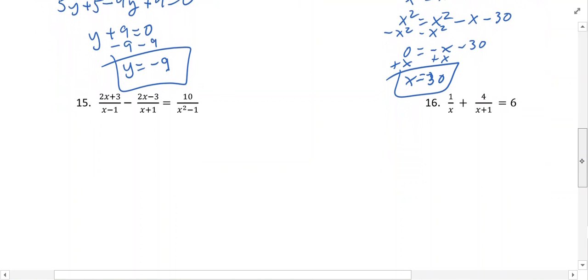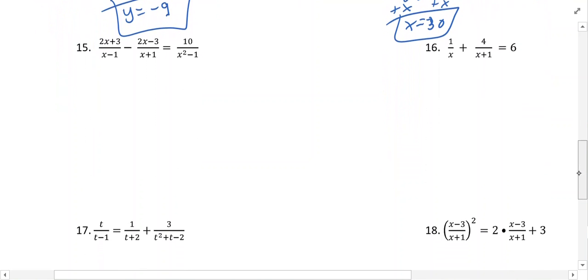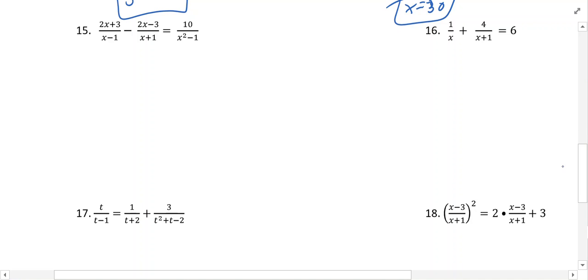Okay, let's go ahead and try number 15. So again, with number 15, you need to make sure that your denominators are fully factored first. So x squared minus 1, I'm just going to cross this out. This is a difference of squares. So it's going to factor into x minus 1, x plus 1. And so now that they're all simplified, I can go ahead and look for the common denominator. So the common denominator is going to be x minus 1, x plus 1.